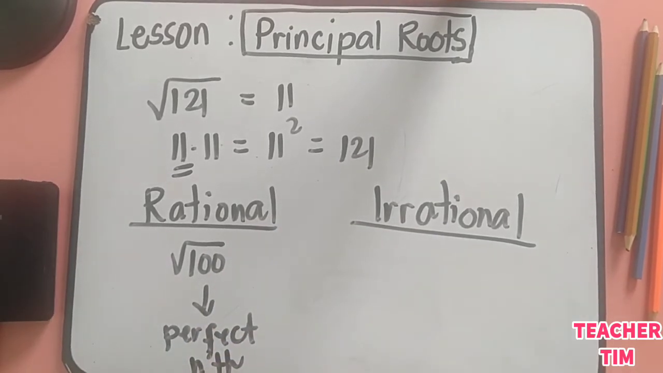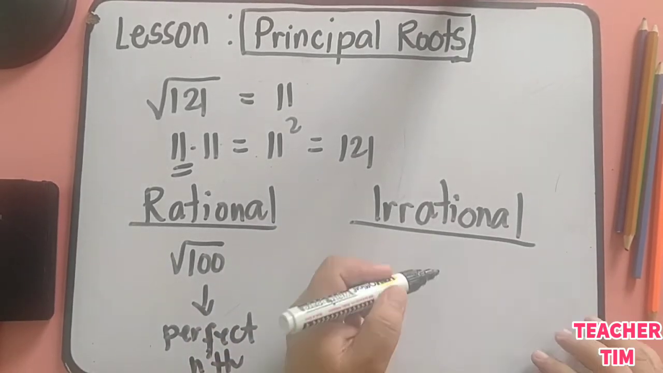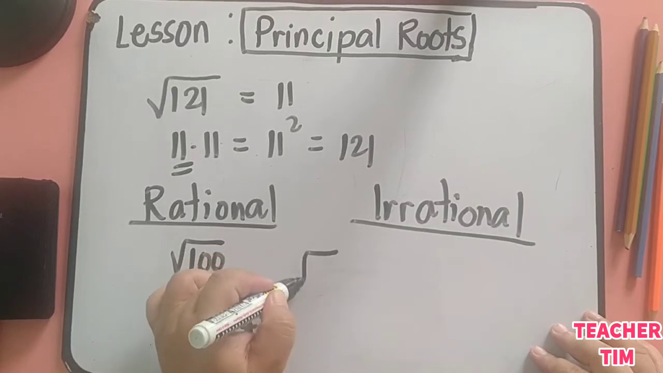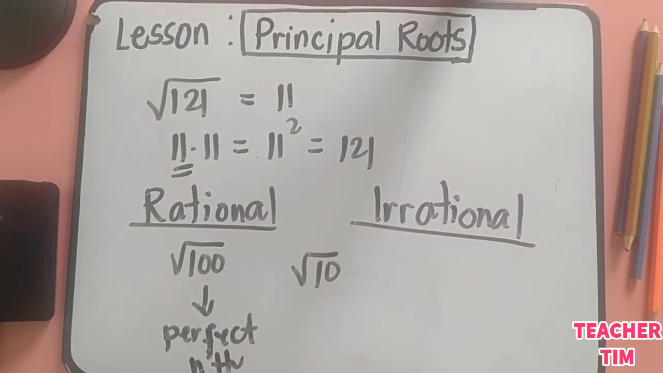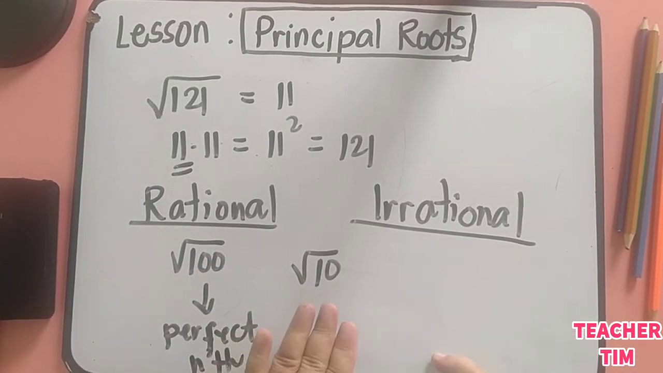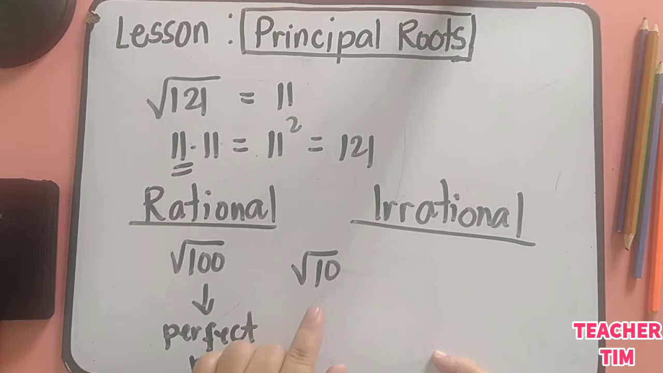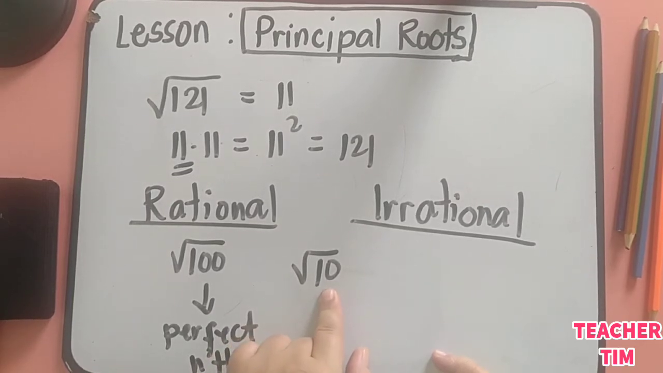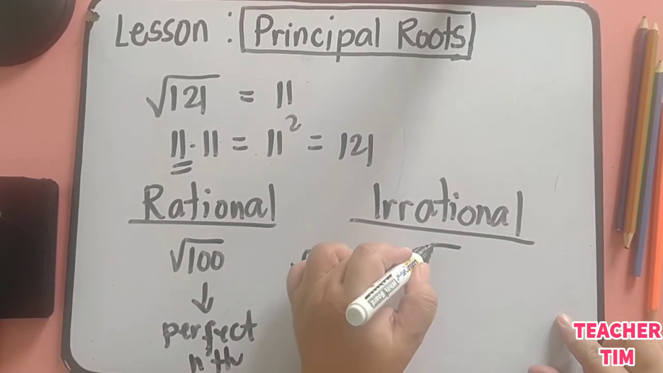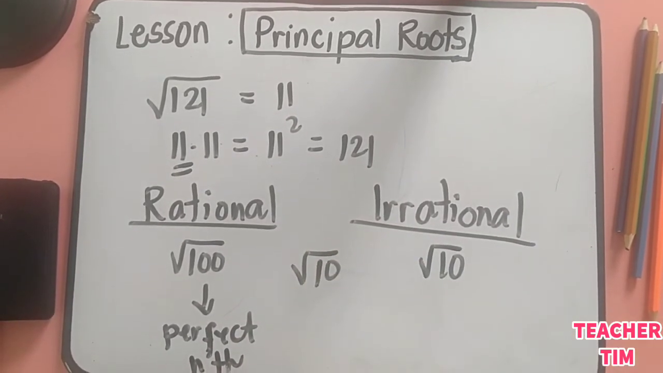But what about if the given, let's say, is the square root of 10? Is there any number to be multiplied by itself that is equivalent to 10? Of course, there's none. So therefore, the square root of 10 is considered as irrational because 10 is not a perfect square.